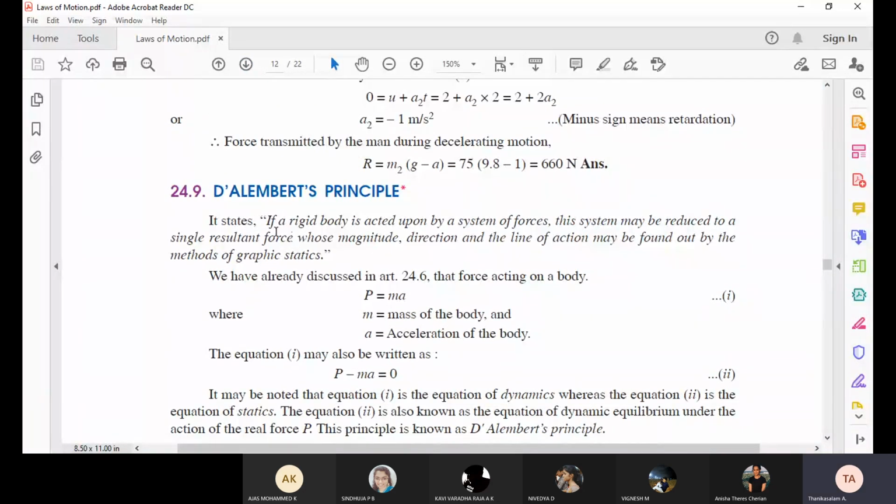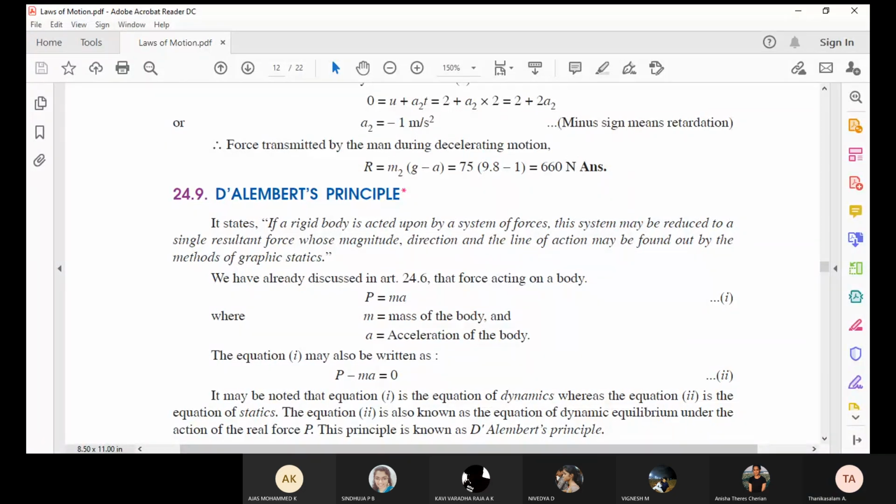Class rep, can you read the statement? D'Alembert's principle. Yes, sir. D'Alembert's principle: if a rigid body is acted upon by a system of forces, this system may be reduced to a single resultant force whose magnitude, direction, and line of action may be found out by the methods of graphic statics.